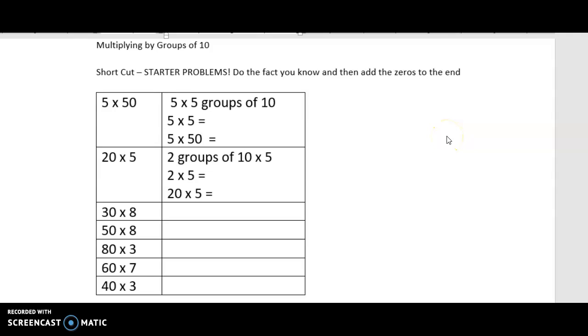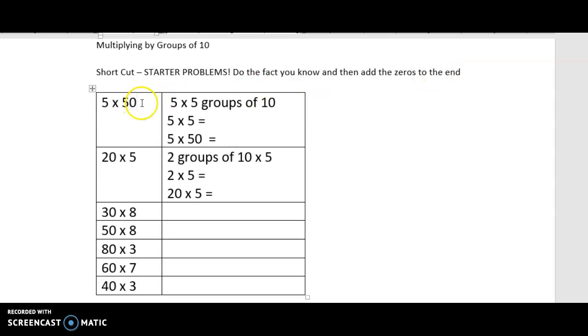Alright guys, let's just use this time to test your knowledge and see if you're picking up on that pattern as a shortcut for multiplying by groups of 10. Remember, the shortcut is just to do the starter problem, the fact that you already know, and then add the zeros to the end.